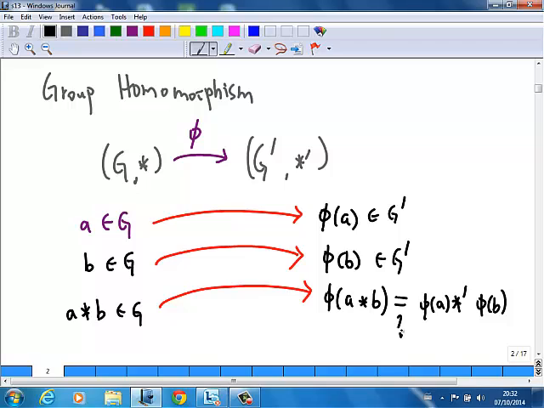This is not always true, no? We'll give you a few examples to see when you have a group homomorphism. So when a mapping is a group homomorphism, you must have this property. Let's try some simple examples first and see whether we have a group homomorphism.